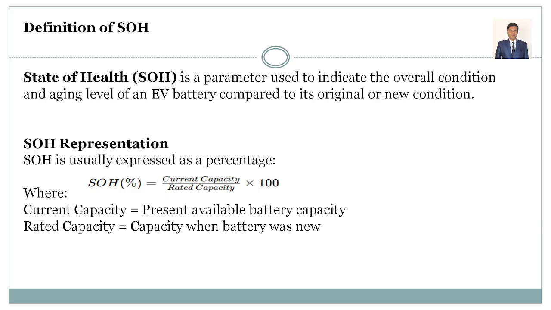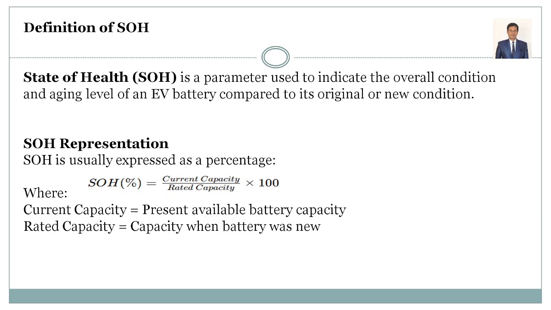If you see the fundamental formula for SOH, SOH in percentage is equal to the current capacity to the rated capacity. What is the current capacity? The present available battery capacity. And what is the rated capacity? The capacity when the battery was new. As in the example, the battery was new at 5 Ah, and after using it for 1 year, the current capacity has reduced to 4 Ah. If we multiply 4 by 5 with 100, it gives 80% SOH.